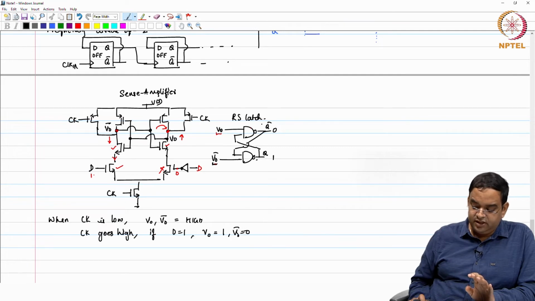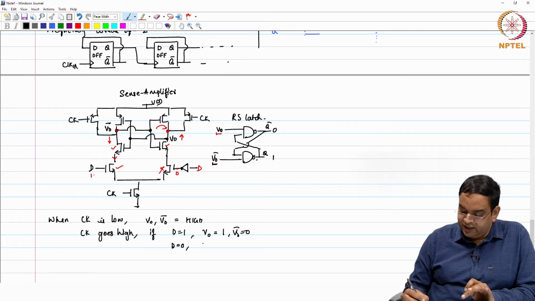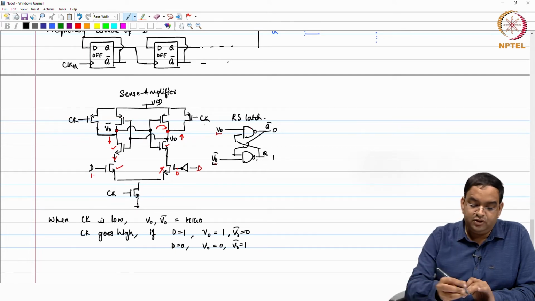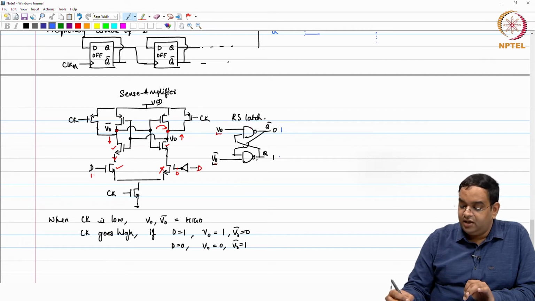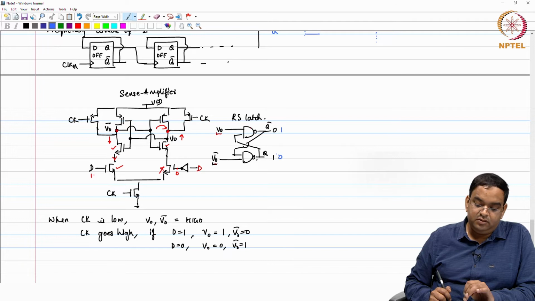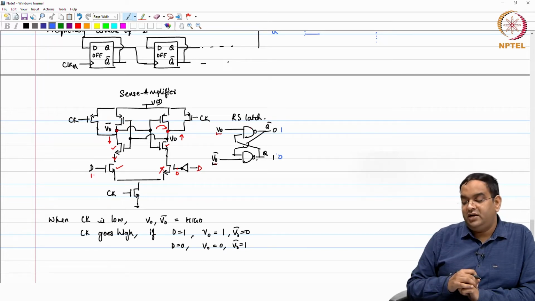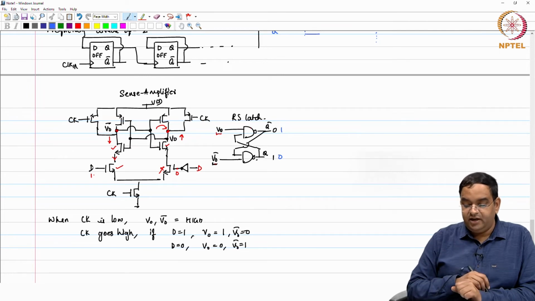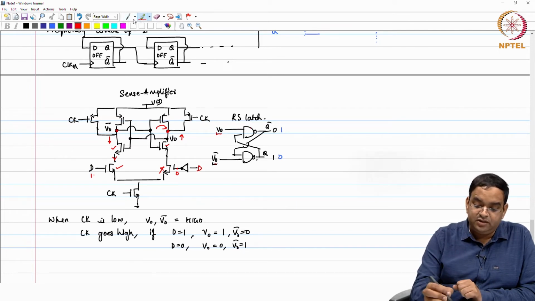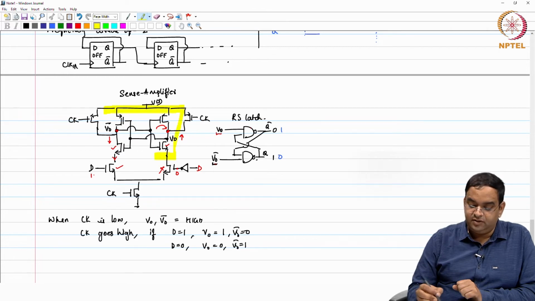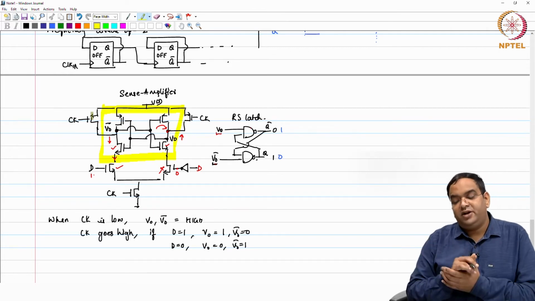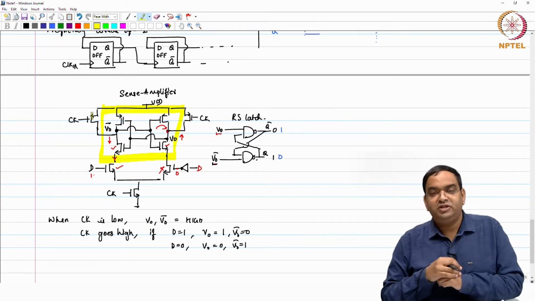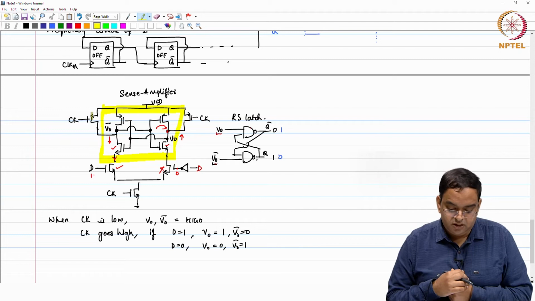Similarly, if D was 0, at that time VO will be equal to 0, VO bar will be equal to 1, and if VO is equal to 0, in that case Q bar here will be 1 and Q is equal to 0. So, it is changing the output Q and Q bar only during the rising edge of the clock. It holds that value. After that time, no more changes will be taken into account because this cross coupled latch holds the value. It is a regenerative latch, it holds the value to 1 and 0 unless it is reset and brought to the same level and then again it will decide.